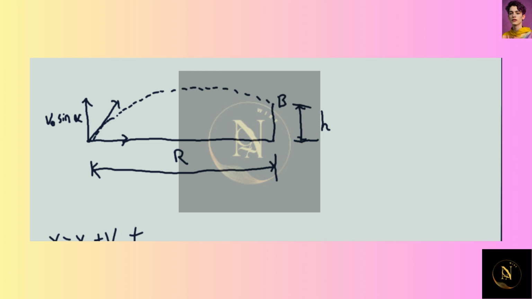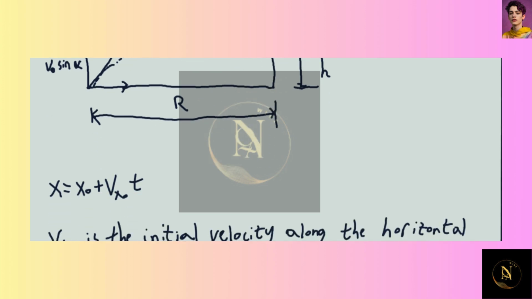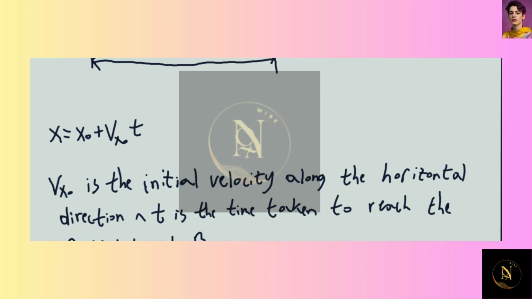Draw a schematic diagram here of the projectile that is launched from A. Okay, and now we will calculate the horizontal distance from A to B.